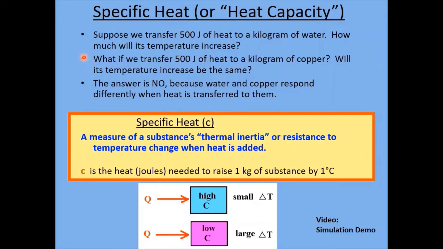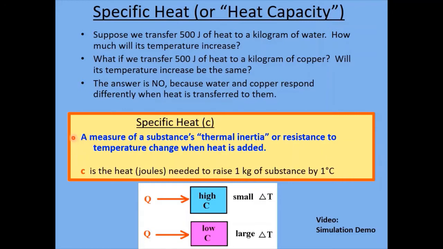Then another question comes up: what if we transfer this same 500 joules of heat to a kilogram, in other words, the same amount of copper? Will its temperature increase be the same? And the answer to this second question is no. The temperature increase will be different because water and copper respond differently when heat is transferred to them. And so this leads us to what is called the specific heat of a substance. And the specific heat is abbreviated by just the letter C.